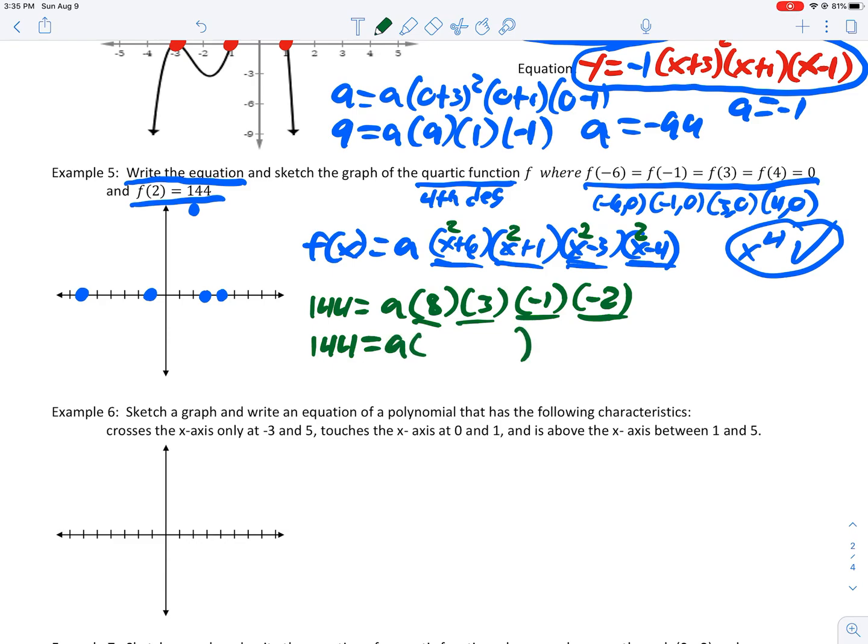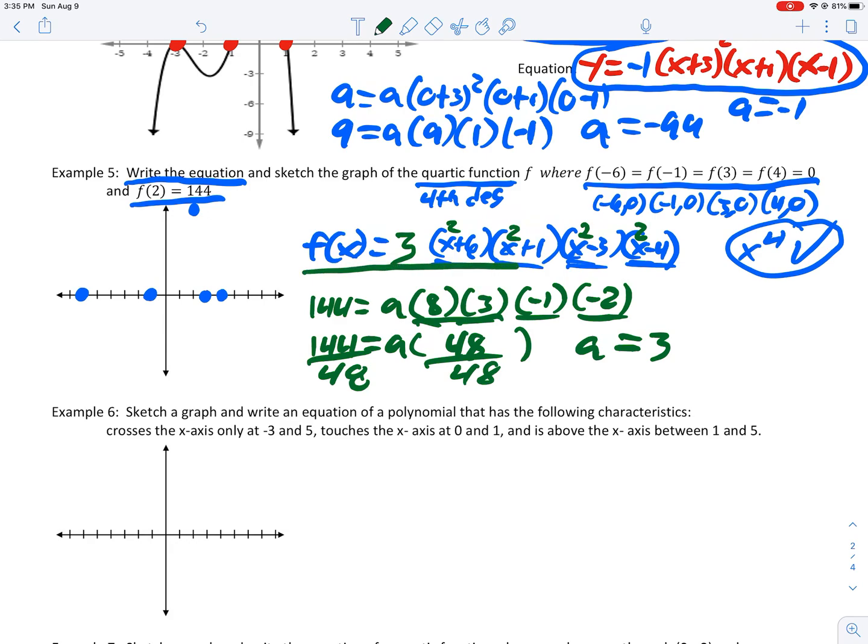It's going to be a positive number. So 8 times 3 is 24. 24 times 2 is 48. Divide both sides by 48. So A is going to equal a fraction, possibly, depending on 144 and 48. Well, luckily it divides evenly. That's nice. So you get 3. And it's a positive 3.